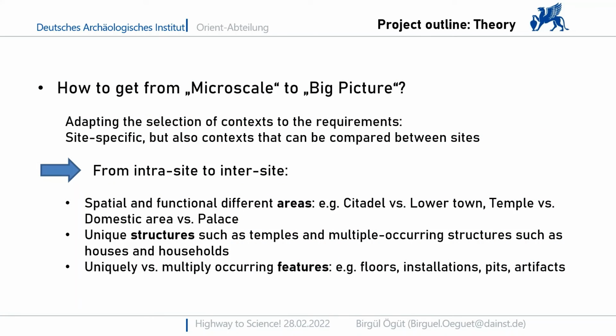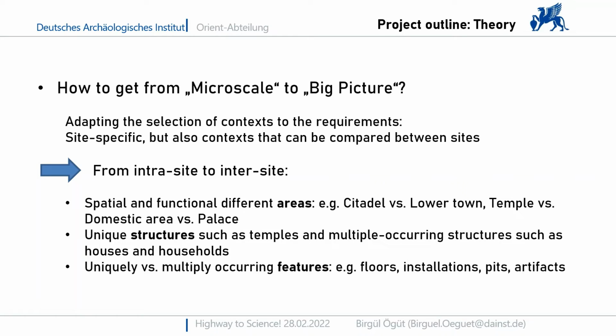Our general question, which is also reflected in the examination of the plant remains, is how to get from micro scale to the big picture. It is indispensable for this to adapt the selection of context to the requirements. These must be site-specific, but we also need context that can be compared between sites. That means site-specific context and context that occurs in all sites. This would allow us to move from intra-site to inter-site comparison.